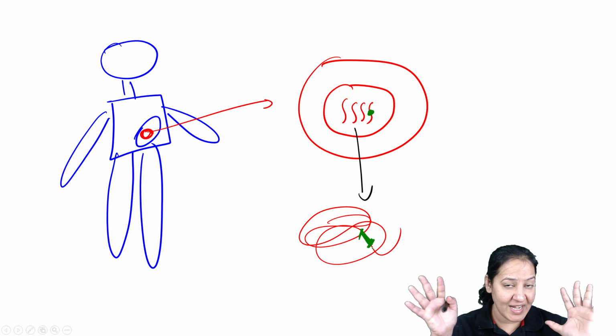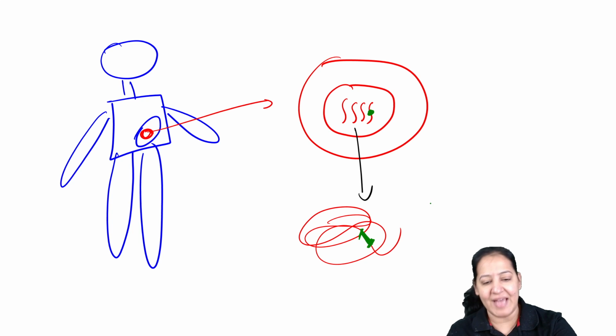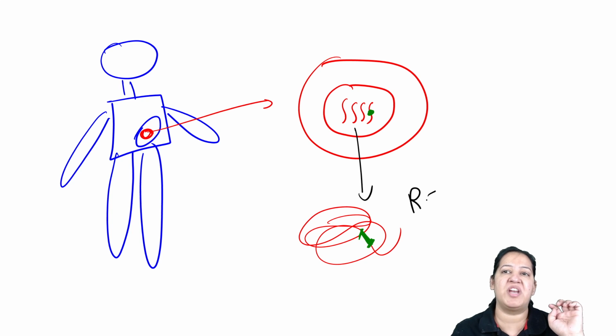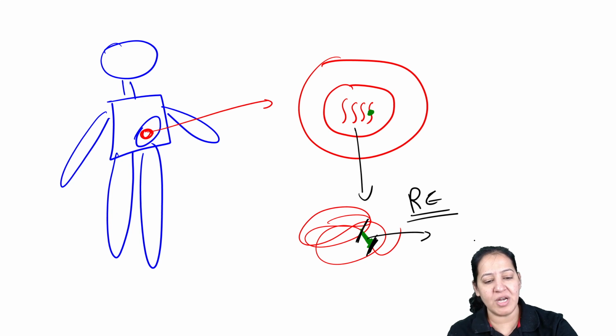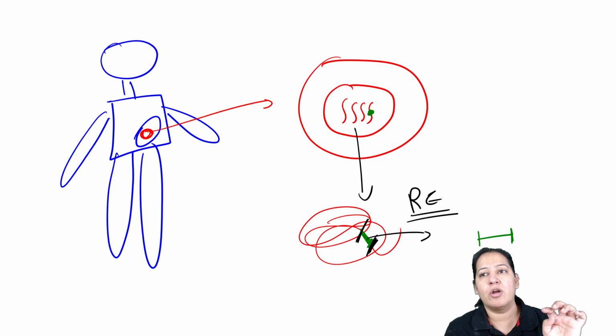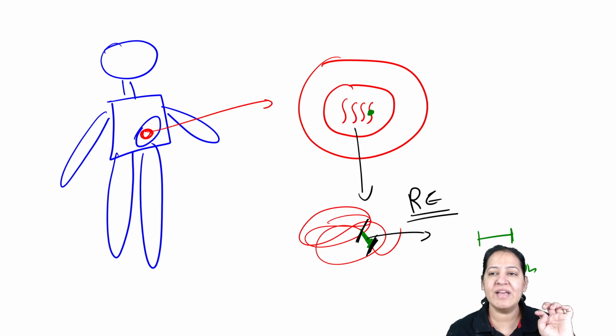In the red DNA, green is the gene, right? I will use the enzyme. The name of the enzyme is restriction endonuclease enzyme, right? It will cut this portion of the DNA having the insulin gene. So this portion I have separated from the entire DNA. Now this is the insulin gene. I'm having the insulin gene with me.